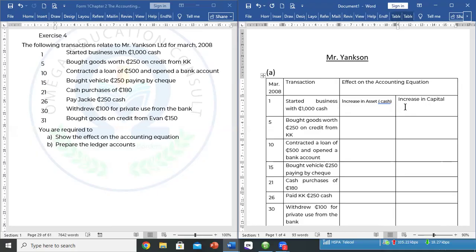So if we are to record this transaction in the T account, what it simply means is that we need to open the T account. You can get the accounts from the effects, the analysis you have done. As we all appreciate, the two elements here are asset cash and capital. So you open a cash account and a capital account.